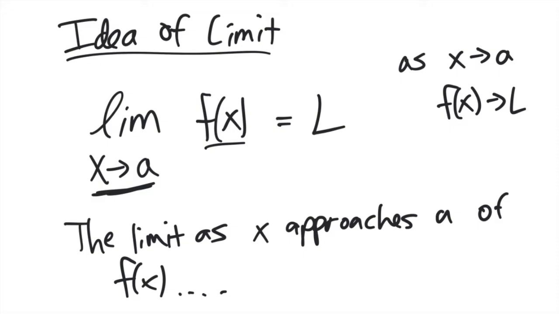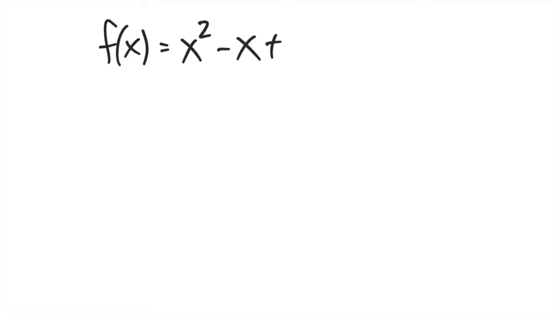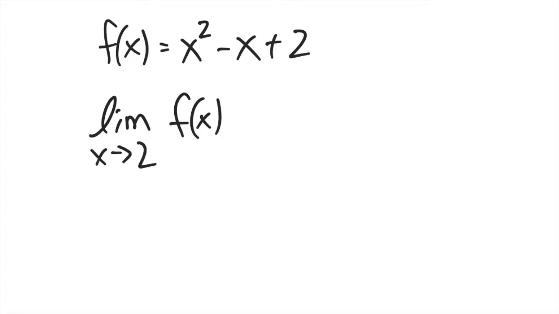And let's look at an example of what this looks like. I'm going to give you a specific function here. Let's say something like f of x equals x squared minus x plus 2. And I could say something like, what is the limit of f of x as x approaches 2? So what's happening to f of x as x is getting close to 2?